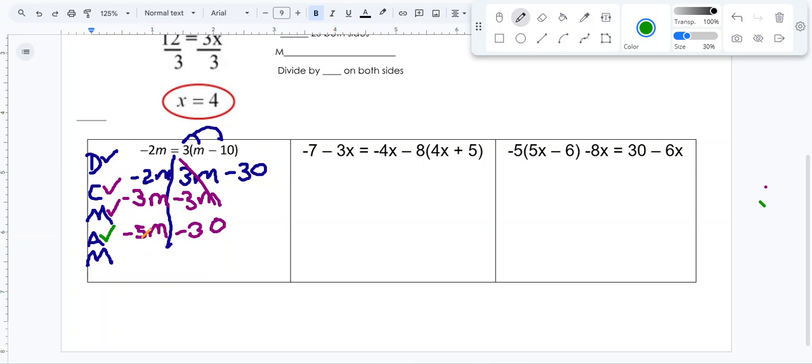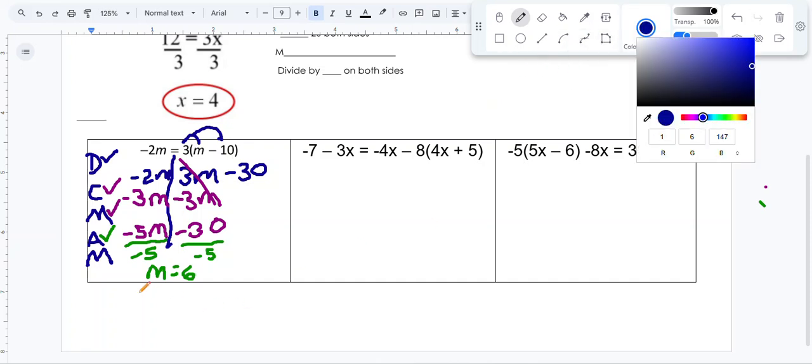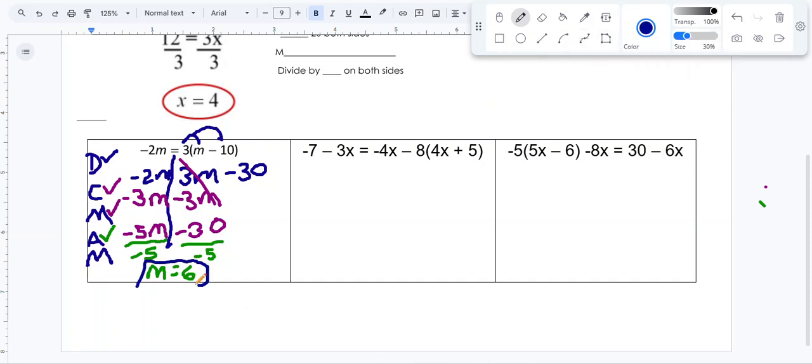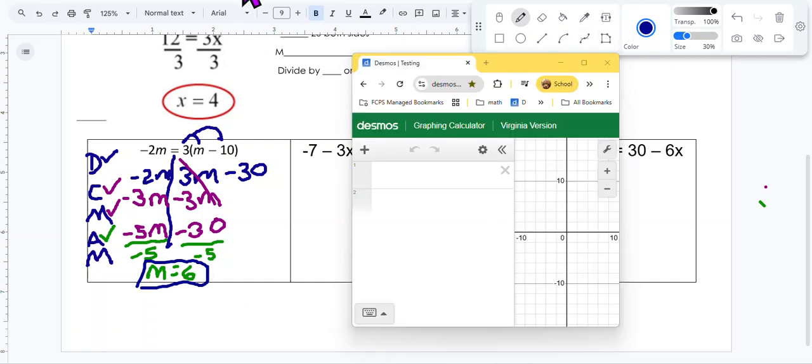Negative 5m means negative 5 times m, so I'm going to divide by negative 5 to leave me with just m on this side. And I'm going to do the same thing to this side. Negative 30 divided by negative 5 would get me a positive 6, and that's my answer. My answer is m equals 6. Okay? All right, I told you guys the best thing about equations is you can check your work, right?